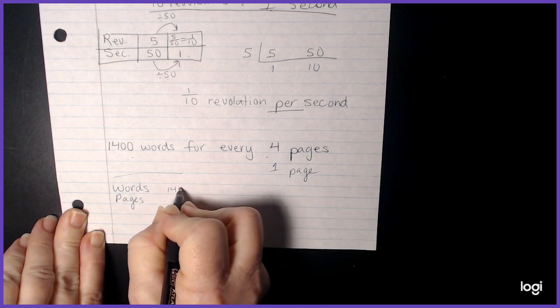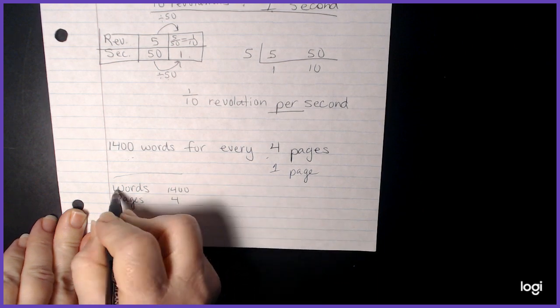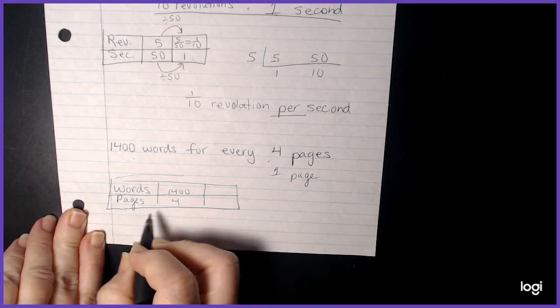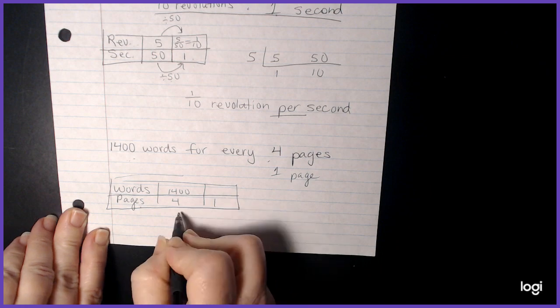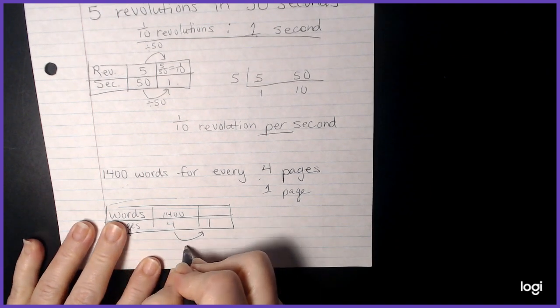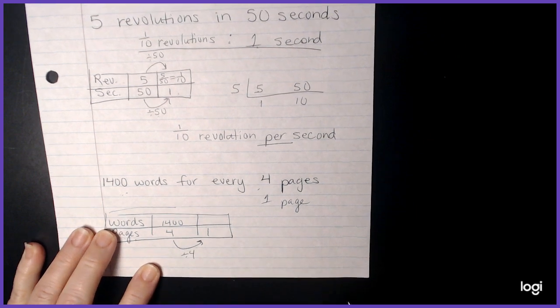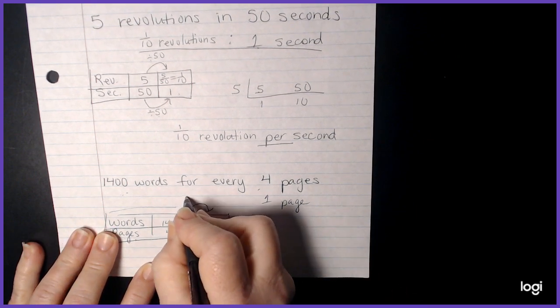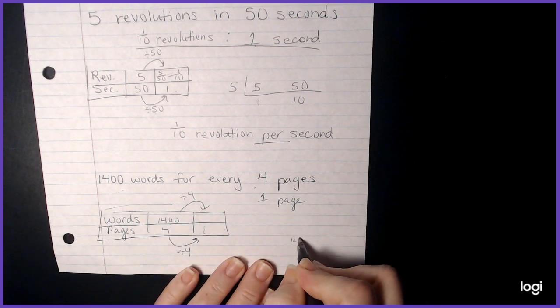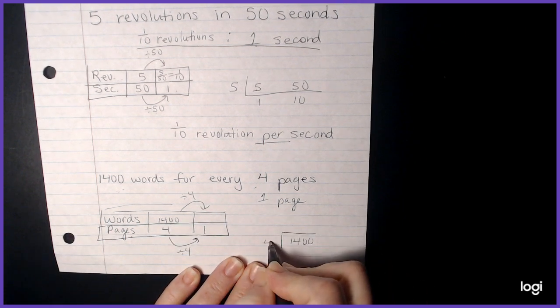So I would probably do something like this. Once again, I would make my ratio table. I'm wanting to change my pages to 1. In order to go from 4 to 1, I'm going to divide by 4 here, and I'm going to divide by 4 here. So I have to solve 1,400 divided by 4.